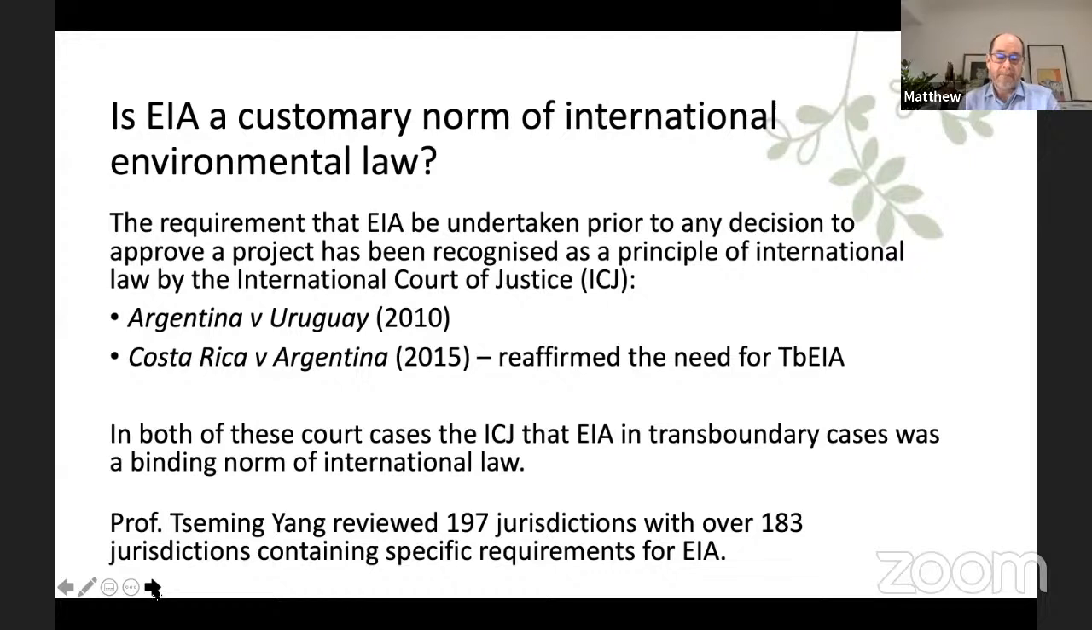about environmental impact assessment. And over 183 of those jurisdictions contained specific requirements for EIA, including all countries, with the exception of Singapore, in the ASEAN region. So the question is, given how broad that EIA has been adopted throughout these jurisdictions, has it developed as a customary norm of international environmental law for domestic projects, not just transboundary projects?